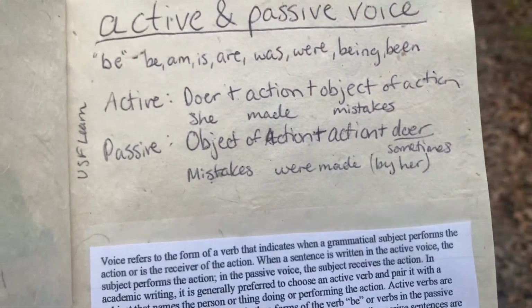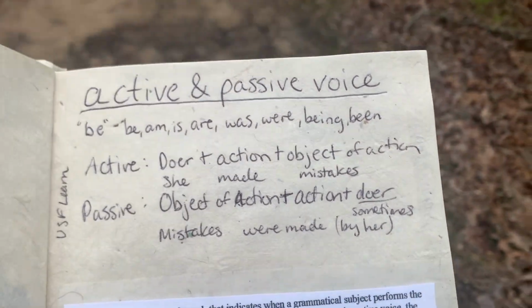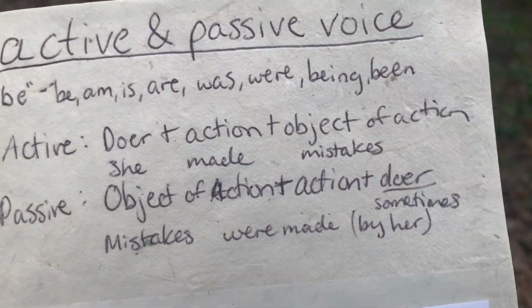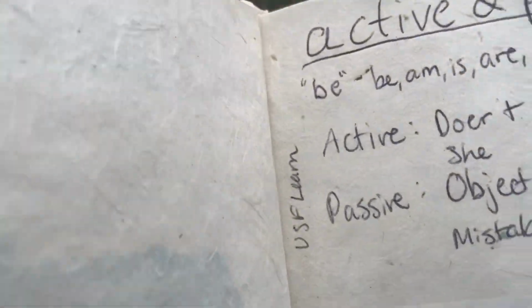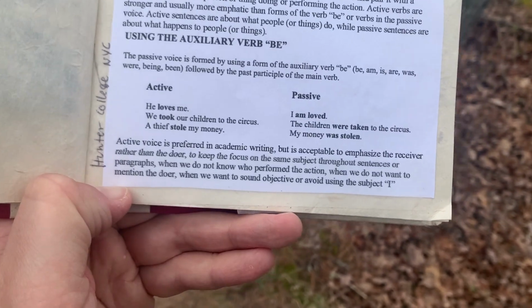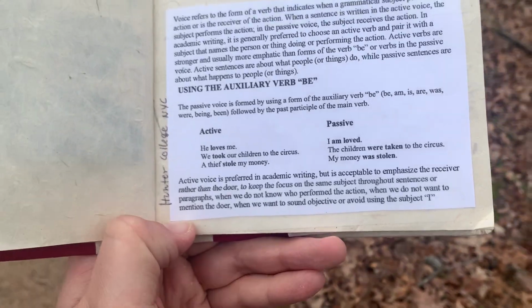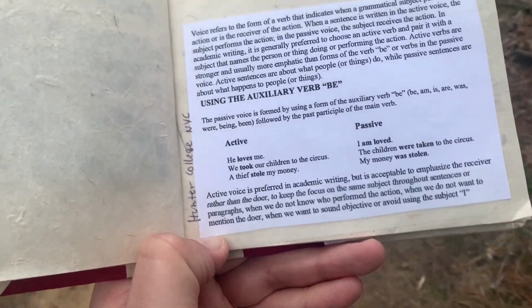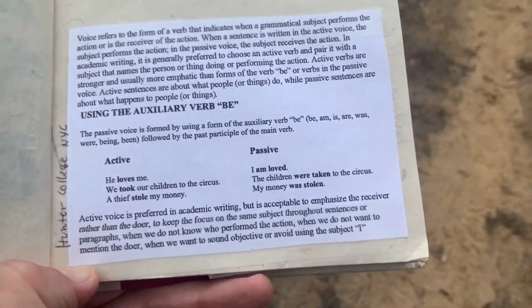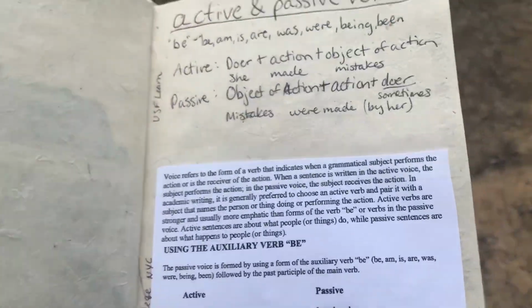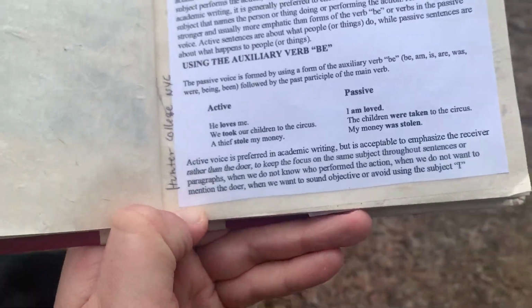Whereas passive would be the object of the action first, followed by the action, and sometimes it includes the doer or the subject, but not always. As far as which is preferred in academic writing, the reason so many people get that on their comments is that active voice is preferred in academic writing.